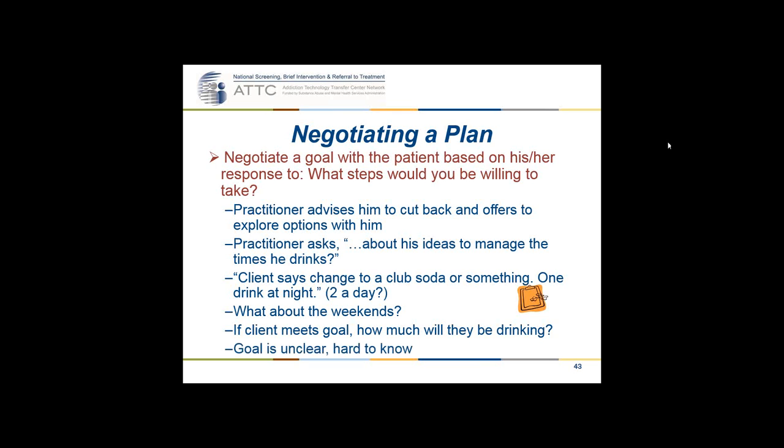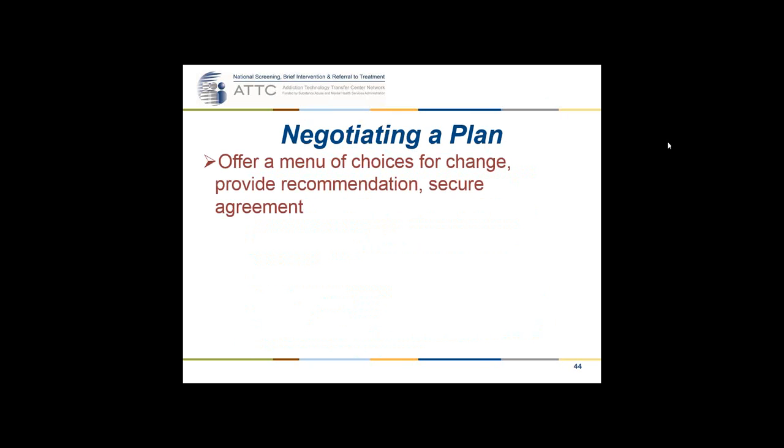The other piece is to offer a menu of choices. When you get to this step, there might be several different ideas about what kind of changes people might be open or willing to make. So once you provide the summary, you can say, sometimes people decide to take a break and not drink for a couple of weeks, or they decide they want to cut back to the NIAAA guidelines. Sometimes they set a daily limit or a weekly limit.